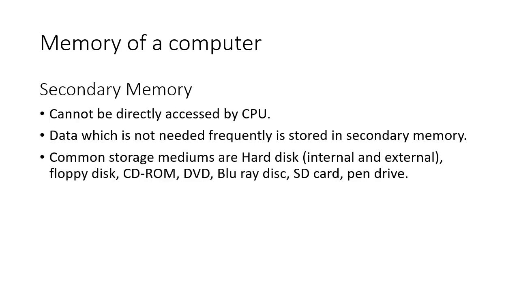Secondary memory. This type of memory cannot be directly accessed by the CPU, and data which is not needed frequently is stored in the secondary memory. The normal mode of operation is that the data present in secondary memory is first passed to the primary memory, where it can be accessed by the CPU. The reason is that primary memory can only hold the essential data, and the data stored in the secondary memory is not frequently needed by the system. When it is needed, it is fetched. When it is not, it is kept in the secondary memory.